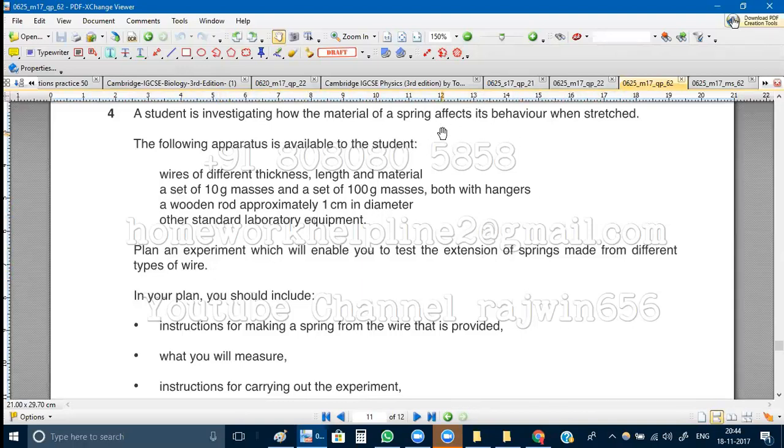Okay, so different springs, different materials, different thickness and different lengths are given. We are given a set of 10-gram masses and a set of 100-gram masses. There is a wooden rod which is approximately 1 centimeter in diameter. So we have to plan the experiment to test the extension of springs made from different types of wire.